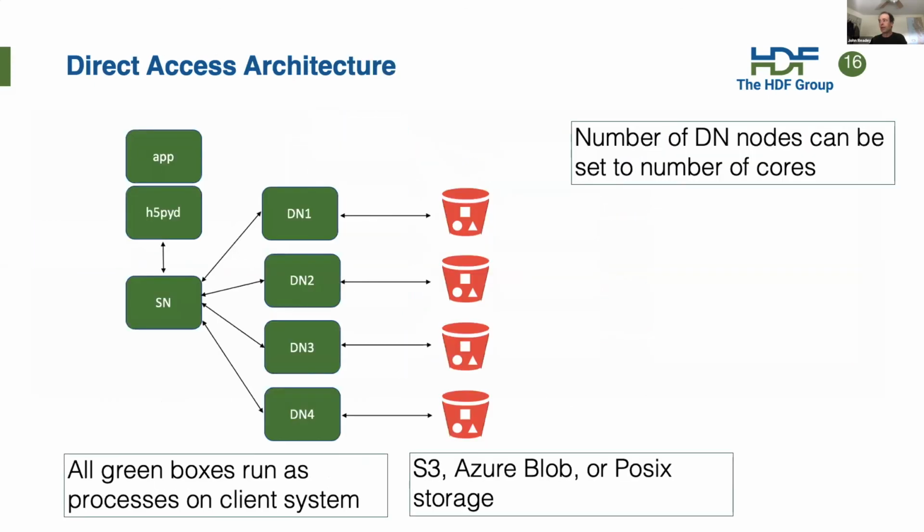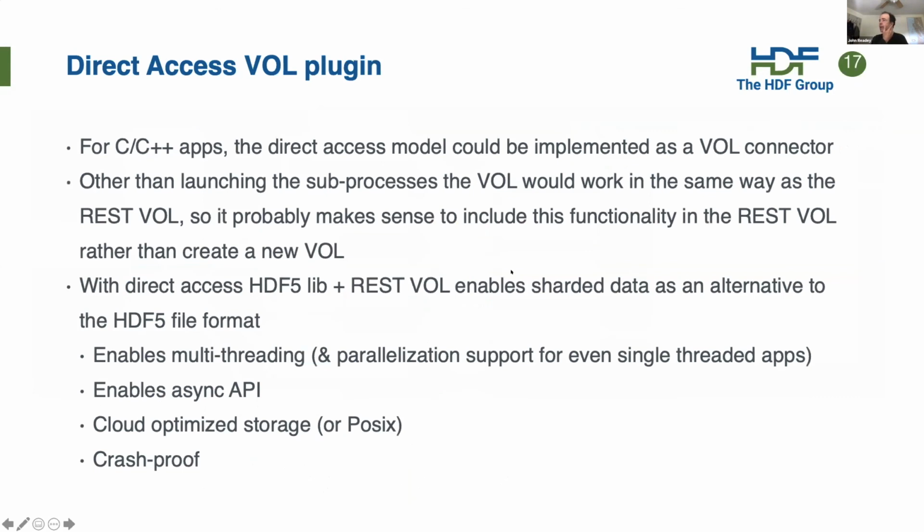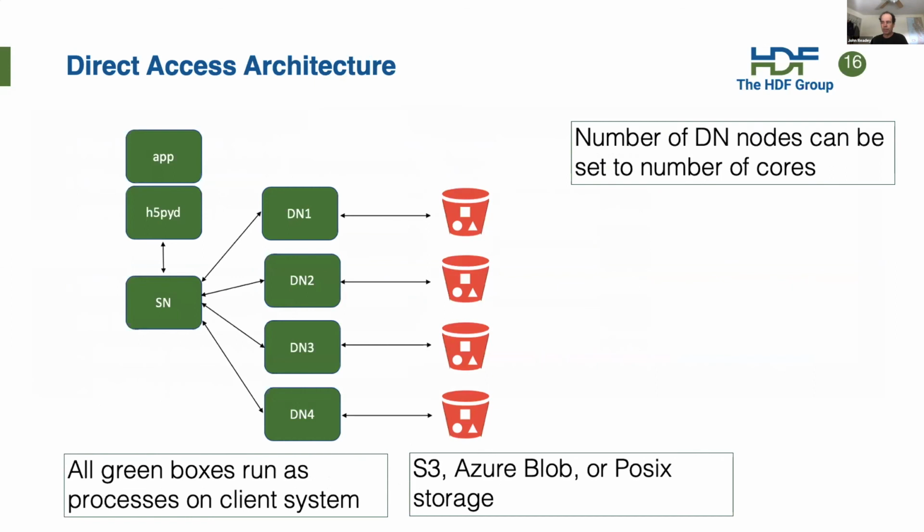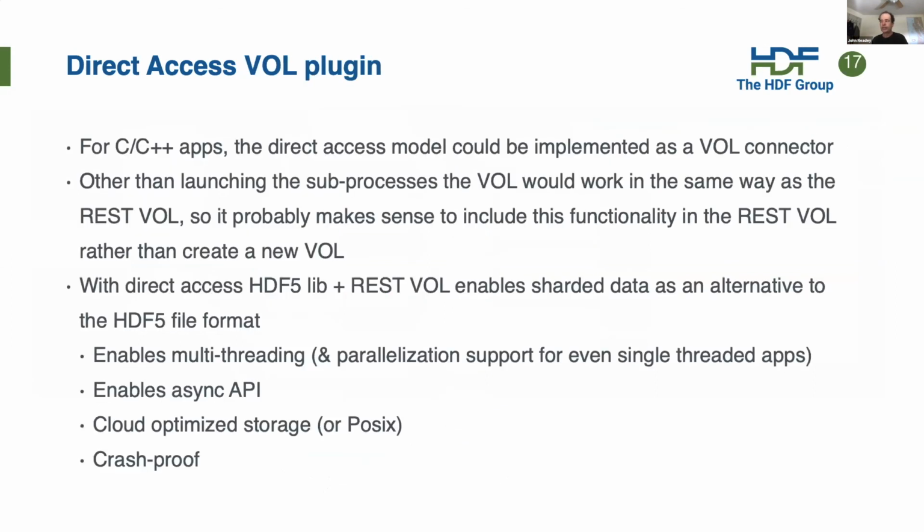Cool. And this is how it would work with direct access. So these green boxes are subprocesses, and they would write to the storage system. And it would be nice also, so this is, I think, the first implementation would use H5, but we could very easily do this with a VOL plugin, either a new VOL or somehow modifying the REST VOL to enable this.